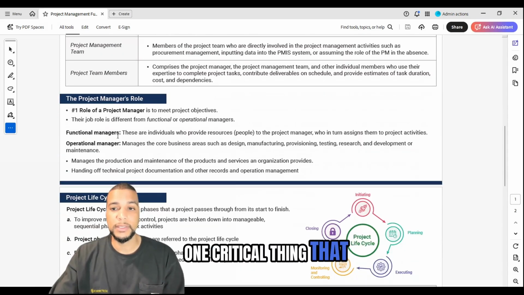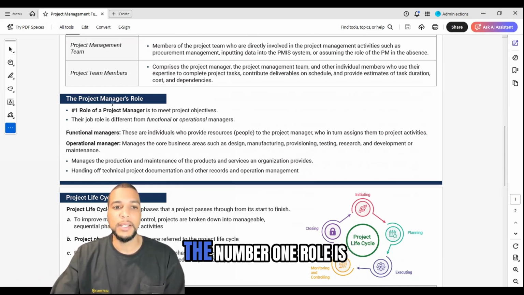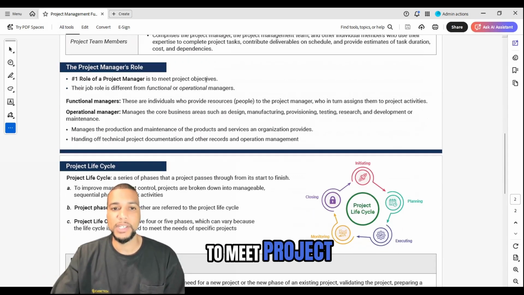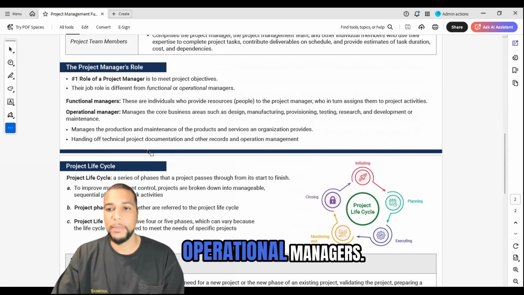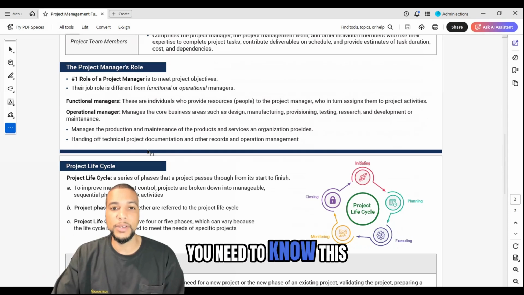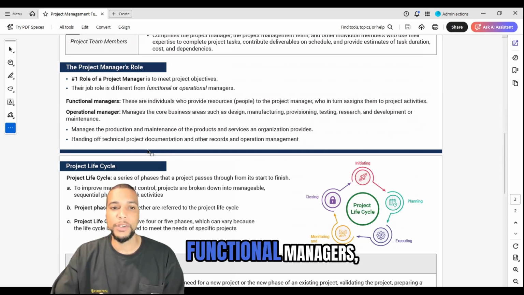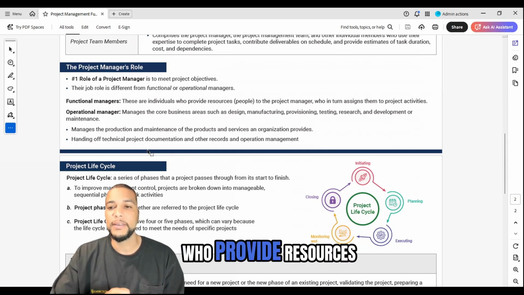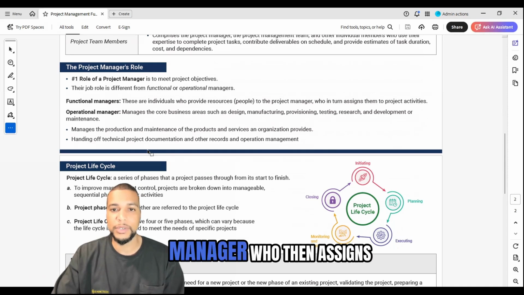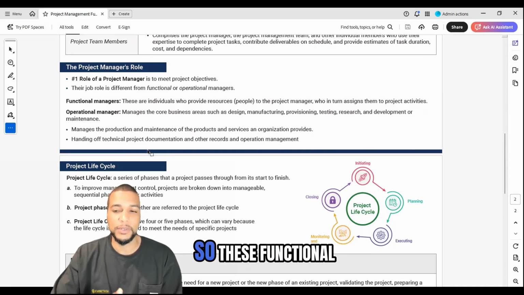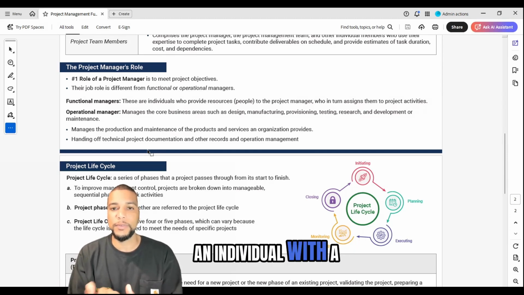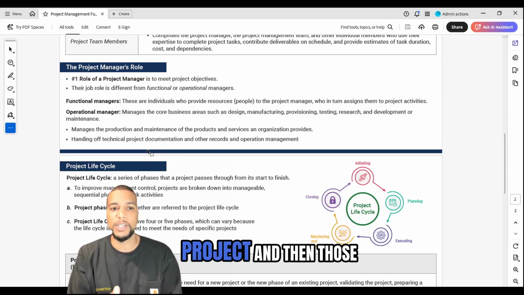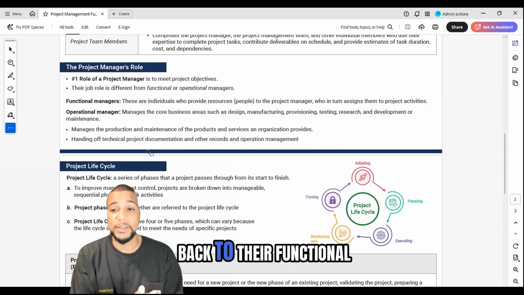One critical thing that you need to remember is the number one role of the project manager. The number one role is to meet project objectives. And their role is different than functional or operational managers. You need to know this distinction. This is very critical. Functional managers are individuals who provide resources, people, to the project manager, who then assigns them to the project activity. So these functional managers are managers typically within departments that assign an individual with a skill or expertise to a project, and then those individuals end up going back to their functional team.